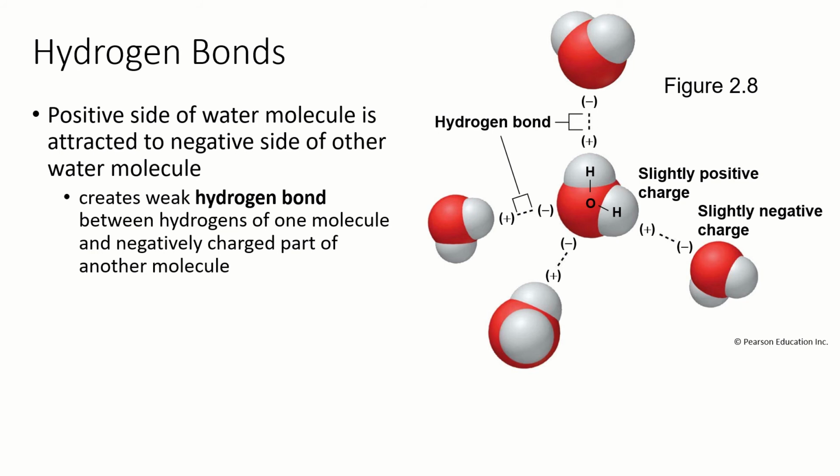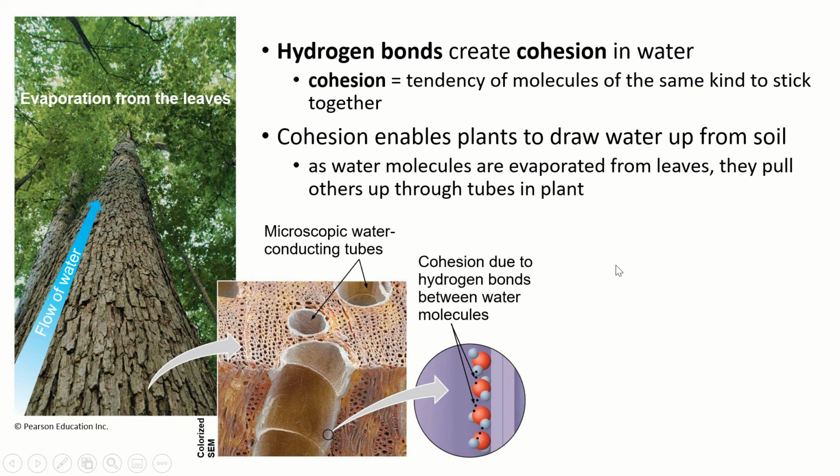But the attraction between the water molecules, even though each of those hydrogen bonds is weak, you see that one water molecule can have weak hydrogen bonds to several other water molecules. And in turn, these can have hydrogen bonds to several other water molecules. And so, altogether, those hydrogen bonds are very, very strong, which means that water molecules stick together. And that gives water its most important property, which is cohesion. Cohesion is the tendency of molecules of the same kind to stick together.